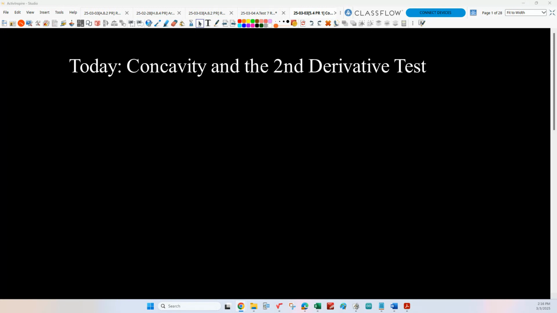A region where the second derivative is positive is going to be a region where the curve has an upward dish shape to it. It's concave up. Now think about the opposite. What if I started off like this?